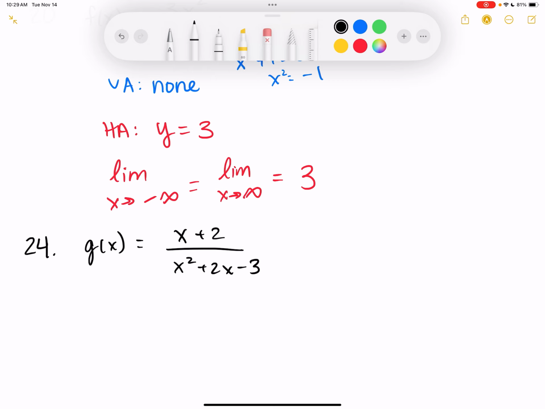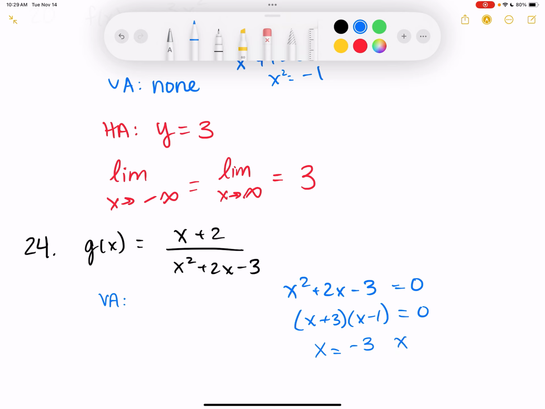All right, so asymptotes, we already know how to find those. How do I go about finding my vertical asymptote? So x squared plus 2x minus 3 equals 0. Now what? What does it factor into? (x plus 3)(x minus 1). So that means x equals? x equals -3 and x equals 1. Yep. So my vertical asymptotes are at x equals -3 and x equals 1.